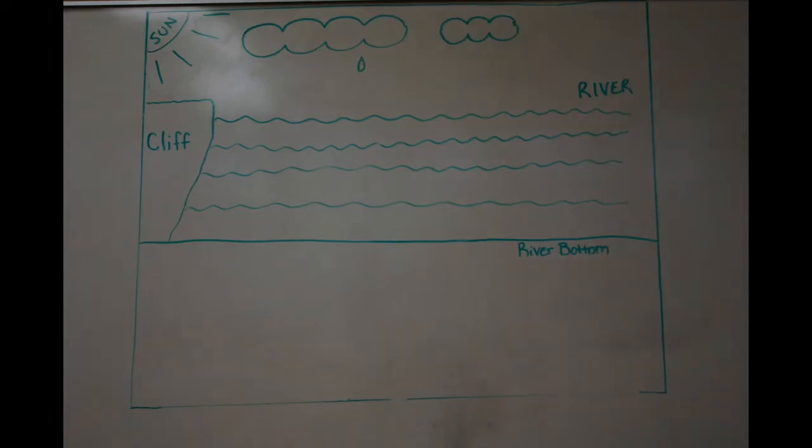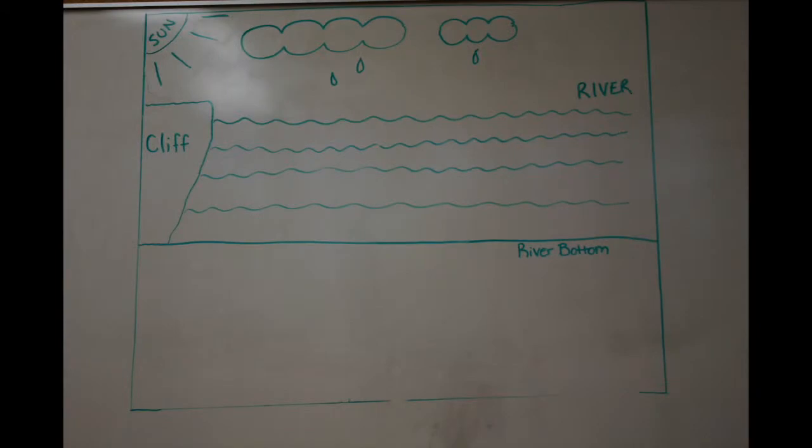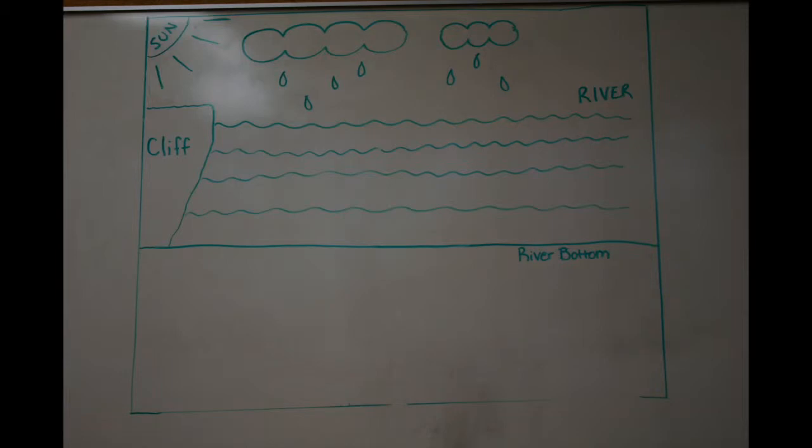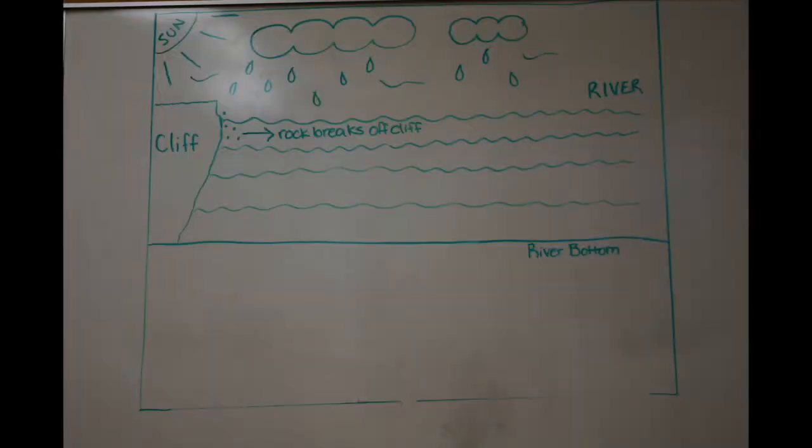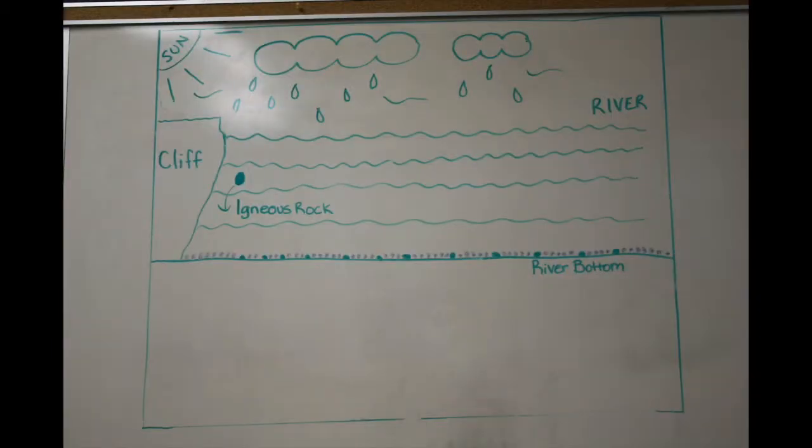It is starting to rain. This is called weathering. This rain is going to break down rocks and other materials in the river. Wind is also a contributing factor in weathering. Because of the constant pressure of the rain, weak pieces of rock are broken down and fall off the cliff. The piece of rock that has fallen off the cliff is an igneous rock. An igneous rock is formed by the cooling of magma.